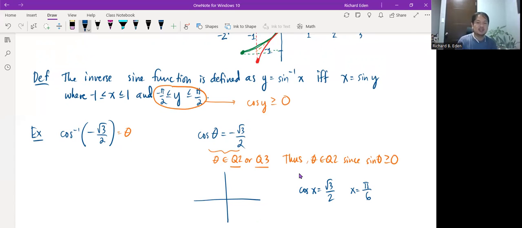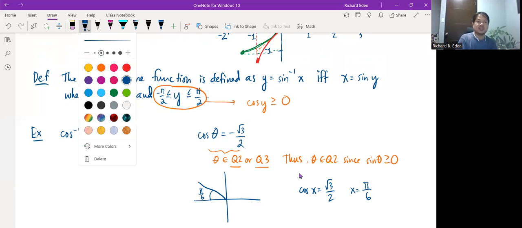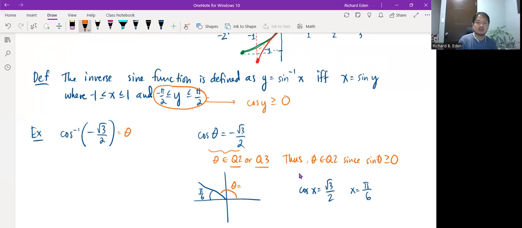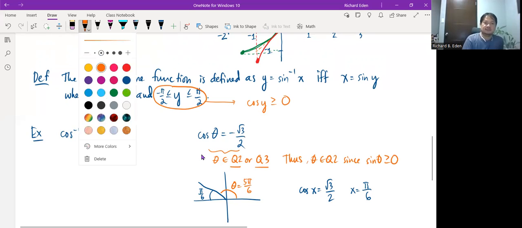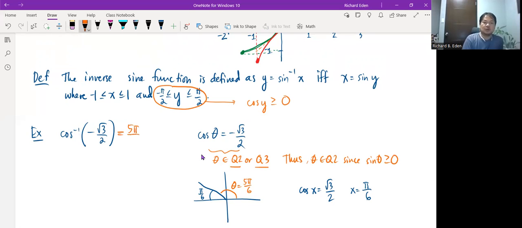So the angle in the second quadrant that we're looking for has a reference angle of pi over 6. So what then is this angle in the second quadrant? 5 pi over 6. Therefore, cosine inverse of negative square root of 3 over 2 is equal to 5 pi over 6.